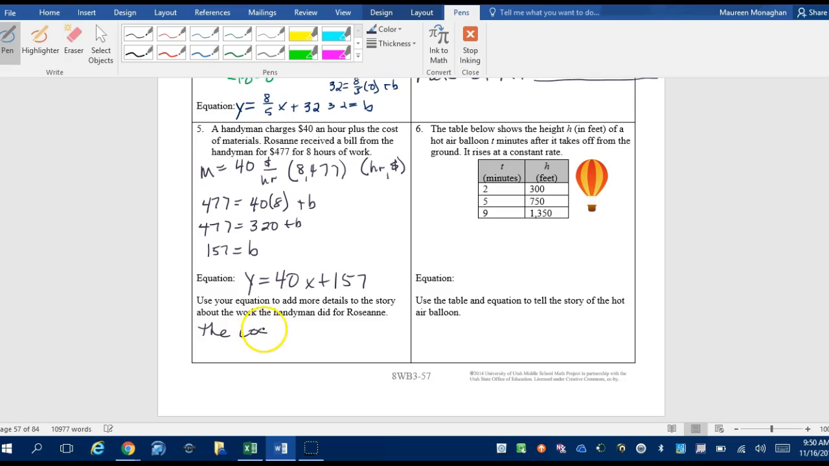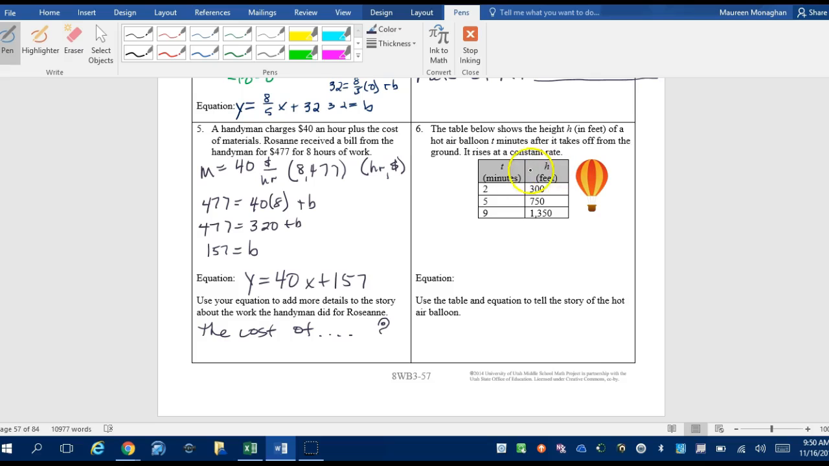The cost of materials was $157. Here's where you're listening. The cost of materials was $157. You have to listen to write that down. Okay, the next one. We got a table.